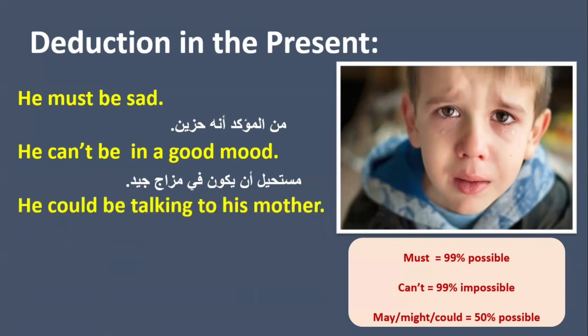Another sentence that can be said, he could be talking to his mother, which means I'm not sure. من الممكن أن يكون يتحدث مع والدته because I cannot see who the person in front of him is. I'm not sure. So that's why I would use could or may or might.